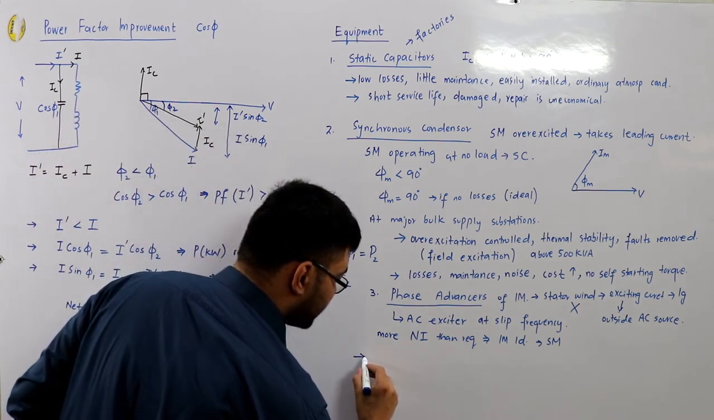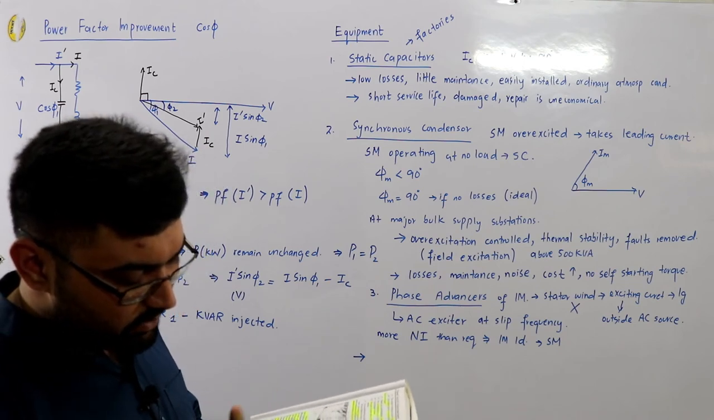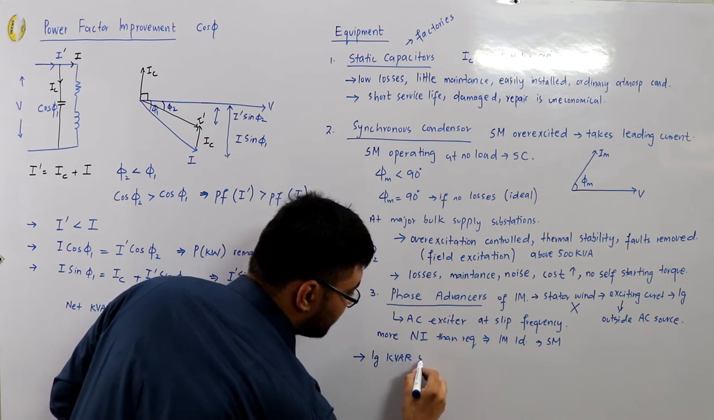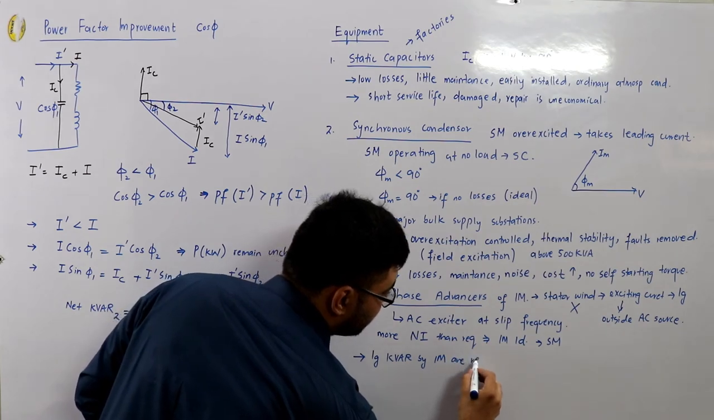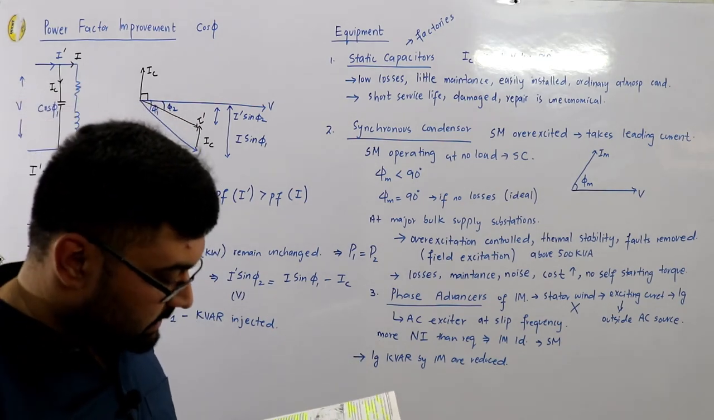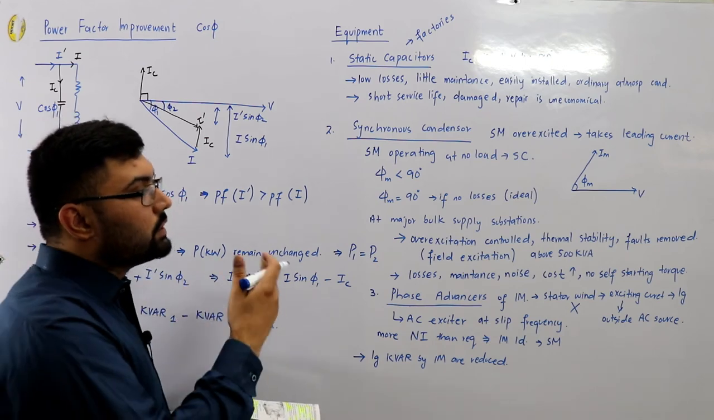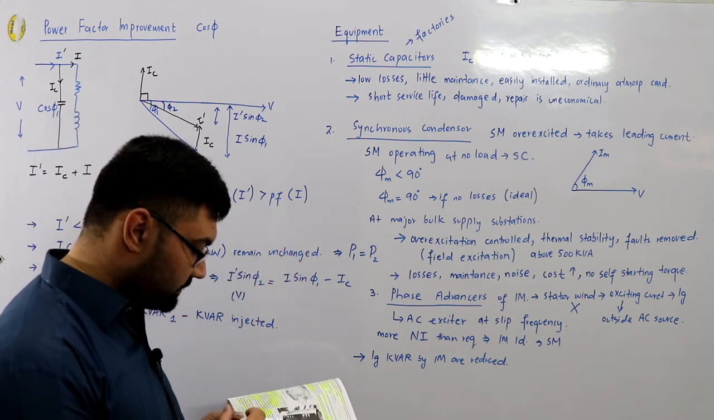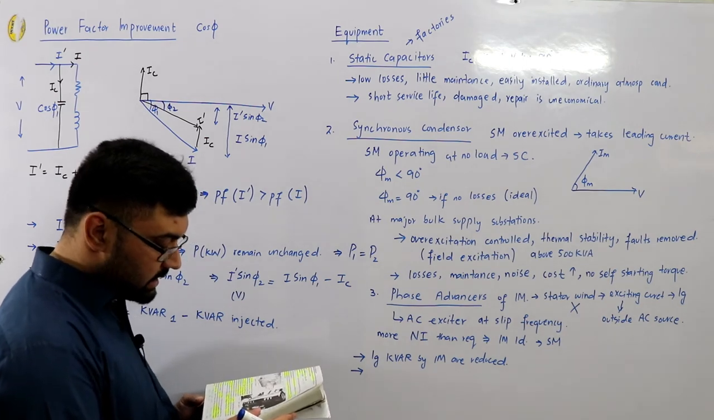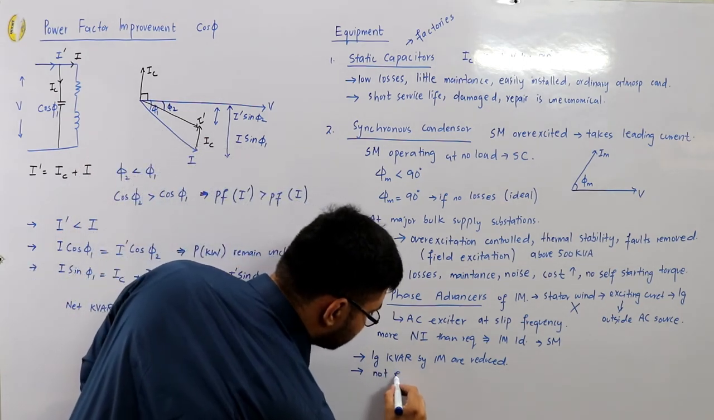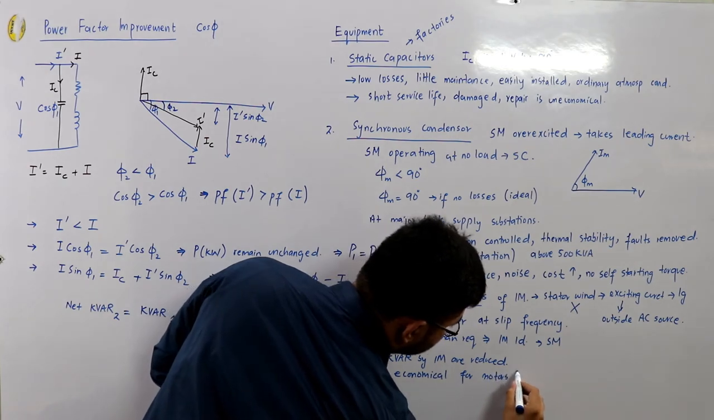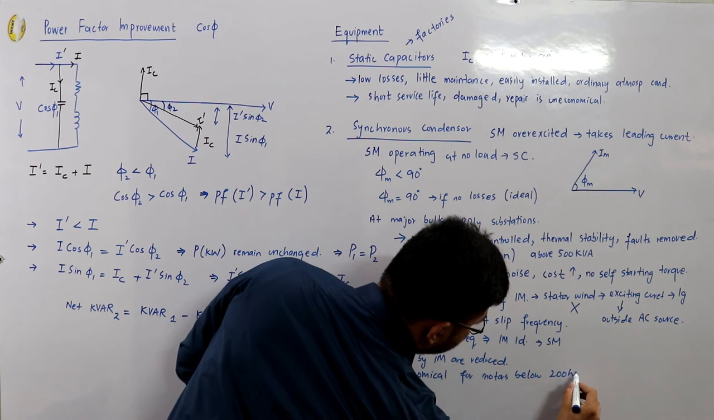So the advantage I would write over here is, what was that? Slip frequency, so the lagging kVARs drawn by the induction motor are reduced, although the AC exciter would draw some lagging kVARs. And secondly, they can be used in areas where you cannot use a synchronous condenser, of course. And the disadvantage is that phase advancers are not economical for motors below 200 horsepower.